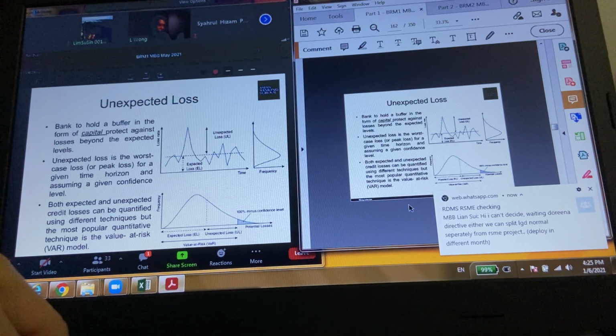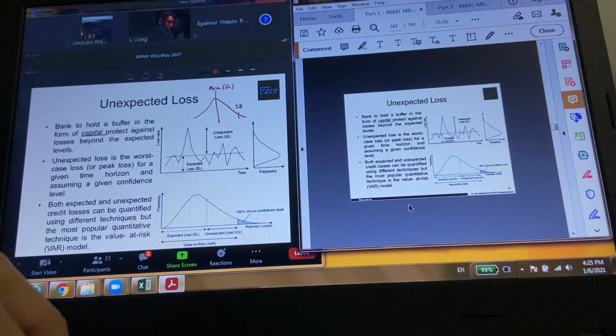For example, in the diagram they show you on this side, just to explain, this is the mean. Mean means expected loss. So this is the SD. From here to here is the unexpected loss, or you can put it on the other side. This loss will be the unexpected loss, the standard deviation. So from here to here is unexpected loss. So it's beyond what you expected.